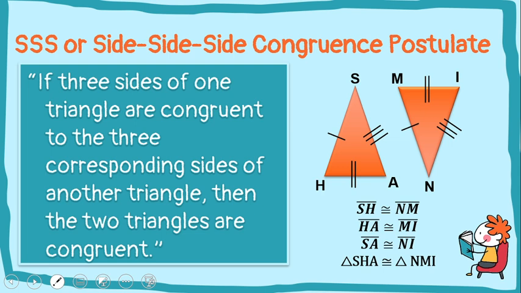So, hindi kailangan tignan natin yung buong parts ng triangle para masabi na congruent siya. So, by means of SSS, titingnan lang natin yung tatlong side. Pwede na nating masabi that the two triangles are congruent. So, if you're going to take a look here at the right side, we have here two triangles, which is triangle SHA is congruent to triangle NMI. So again, mahalaga yung order nung ating mga vertices because we're talking about corresponding congruence. So, if you're going to take a look also, meron tayong mga tinatawag na hatch markings.